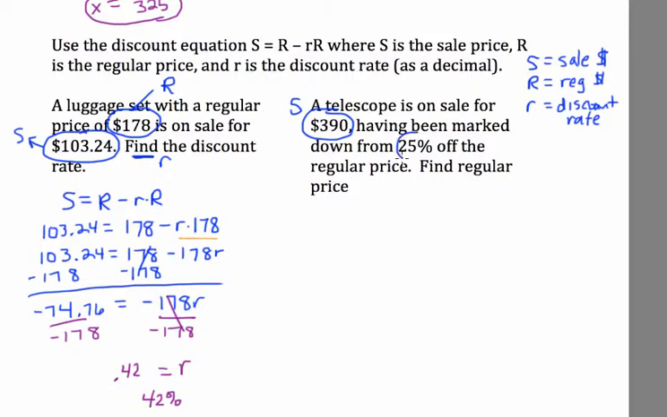So it's 25%, that's the discount rate. So we need the discount rate as a decimal. 25% is 0.25. So our little r is going to be 0.25. We're going to be finding the regular price. We'll be finding big R. Again, an important step that a lot of students skip, write down your equation. Sub in.